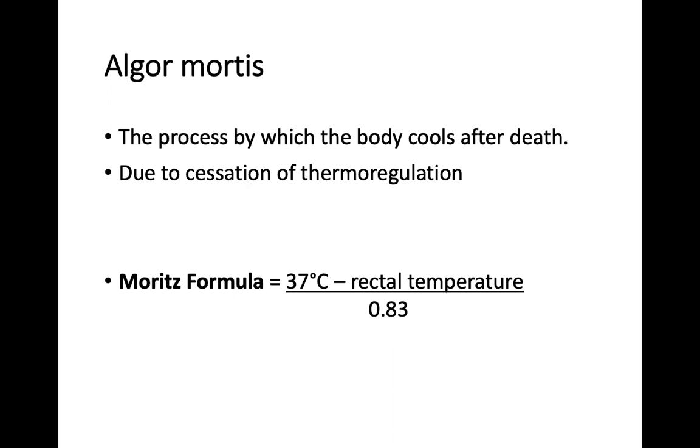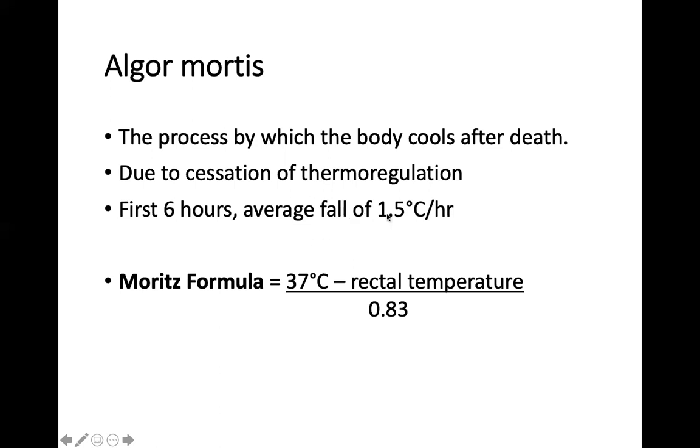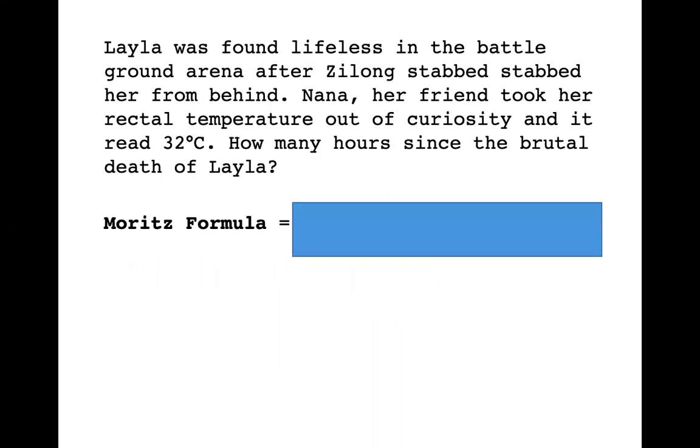So this is due to the cessation of thermoregulation, and remember that during the first 6 hours after death, there's an average fall of temperature of around 1.5 degrees Celsius per hour. And in the next hour, around 0.9 to 1.2. And this is the Moritz formula, 37 degrees Celsius minus the rectal temperature divided by 0.83. Okay? So yun yung formula natin to check on the time since death, no? Malalaman natin kung kailan siya namatay. All right? So ito yung example natin.